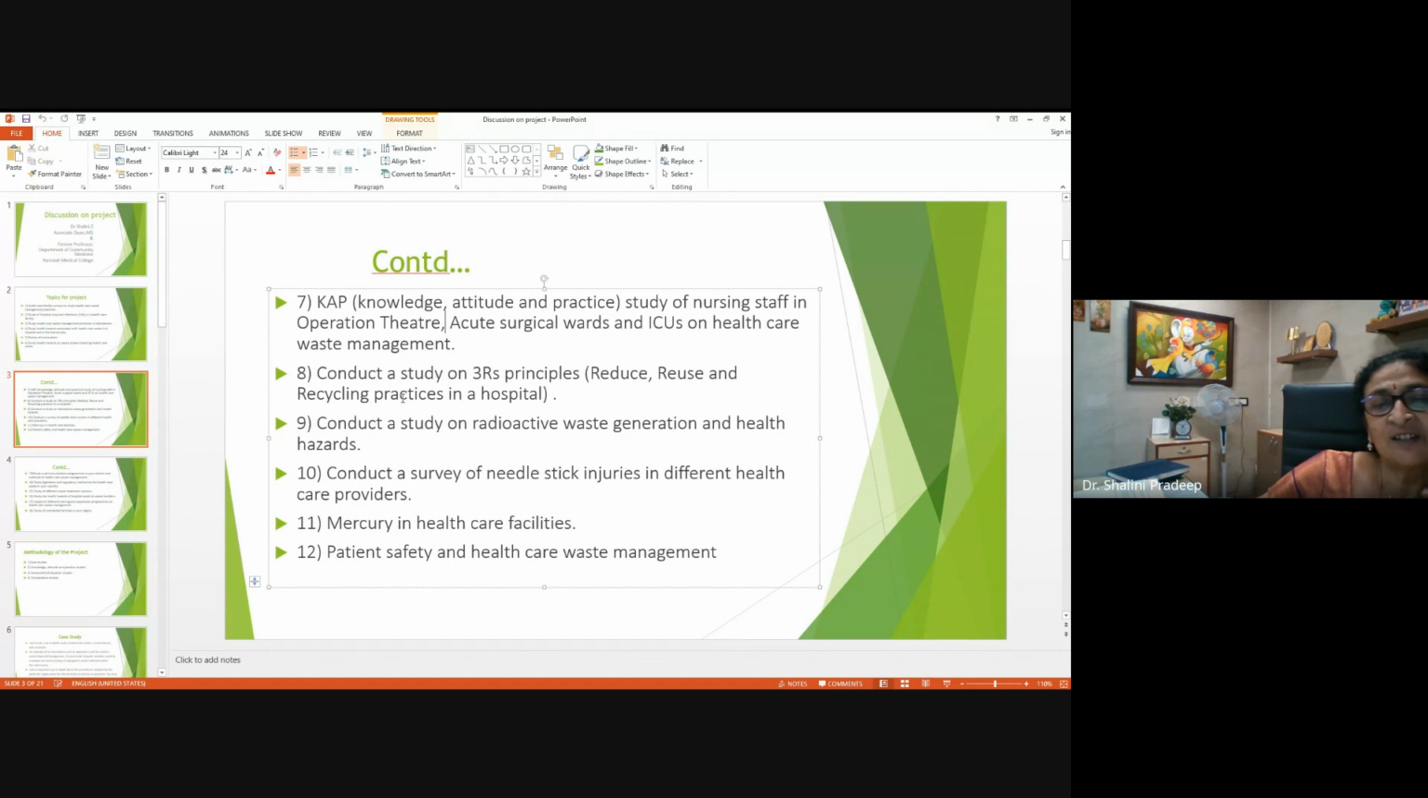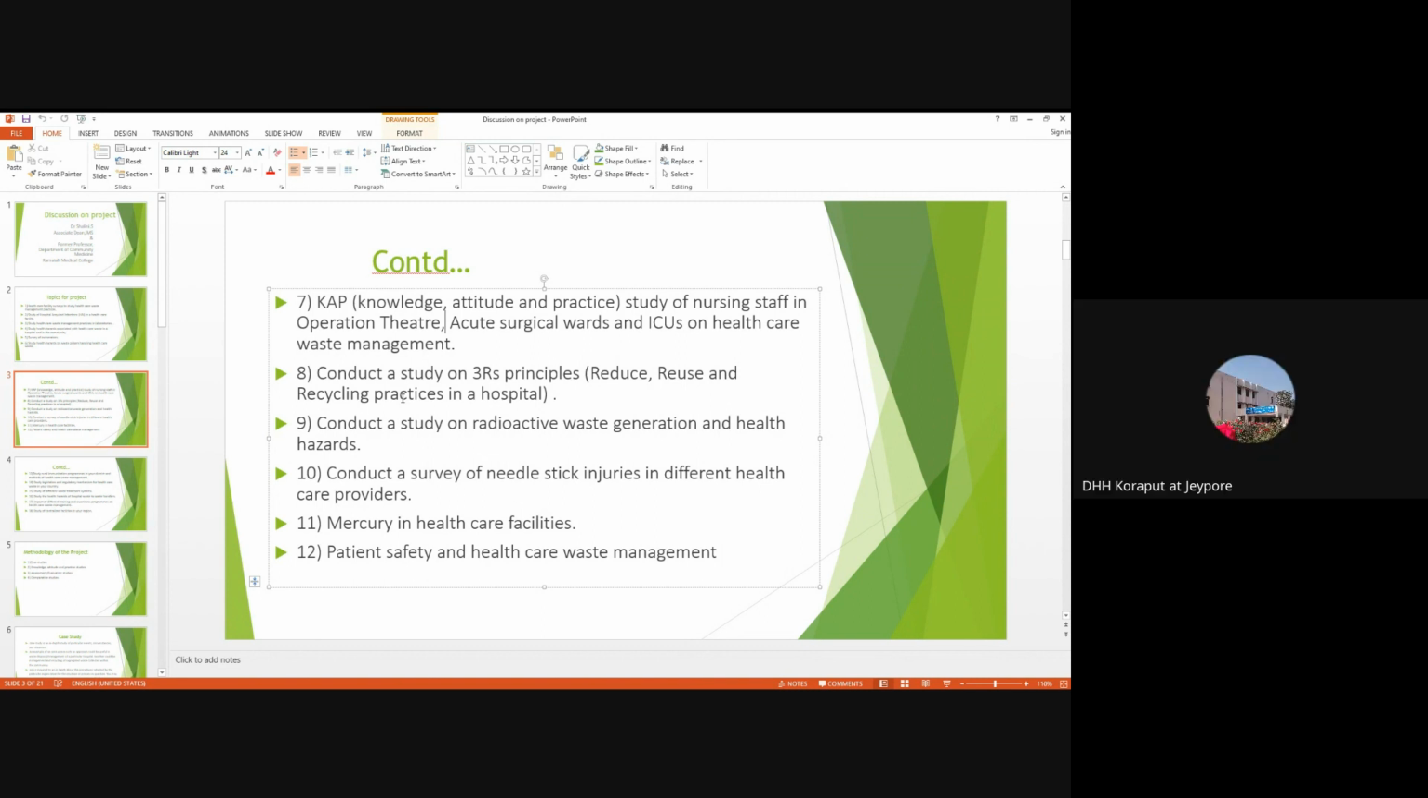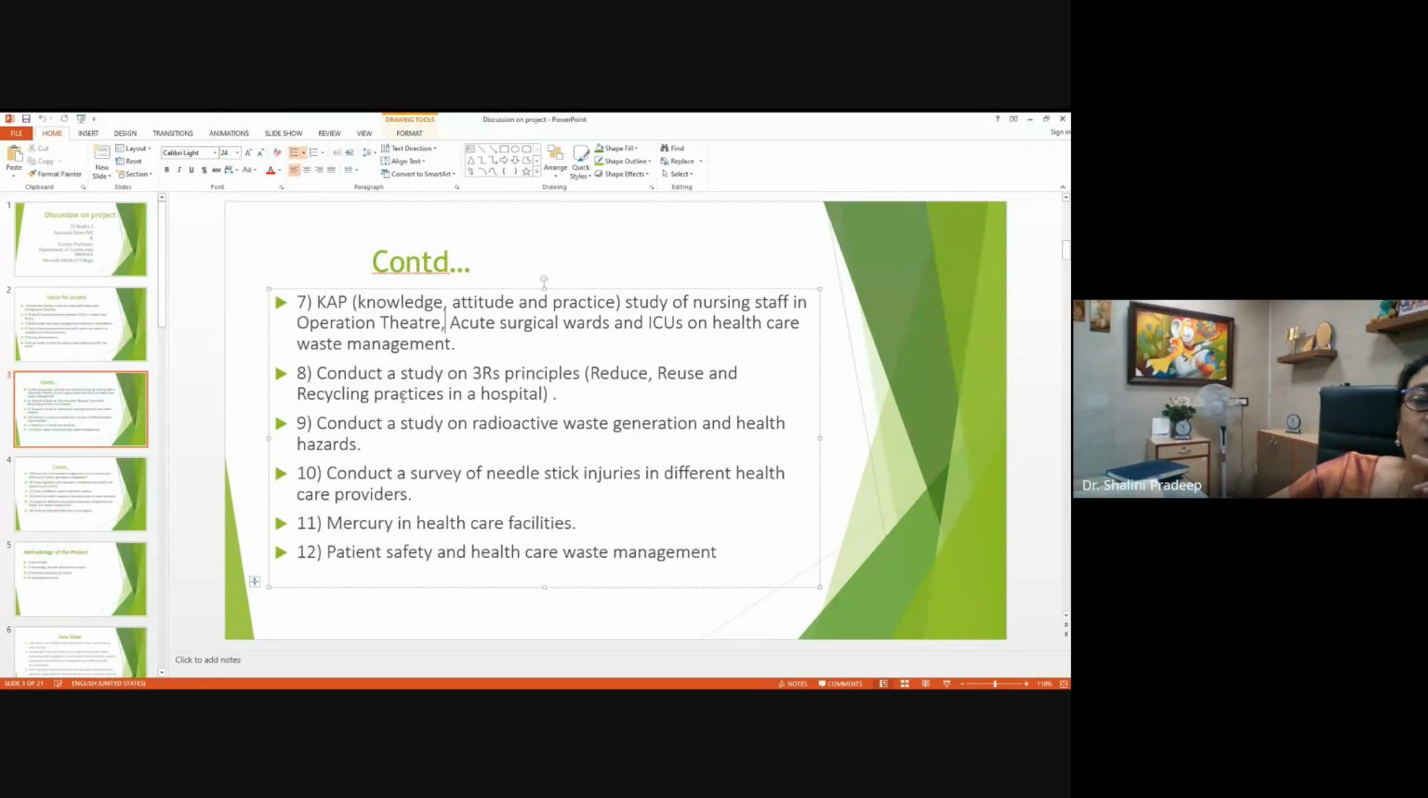Are you clear on this? Eighth topic. Yes, ma'am. Okay. Ninth topic is to conduct a study on radioactive waste generation and the health hazards. Radioactive waste generation means you have to go to the radiology department and study how much radioactive waste is generated. It can be done retrospectively, how much waste is generated, and prospectively, you can study the health hazards of the people who are working in these departments.